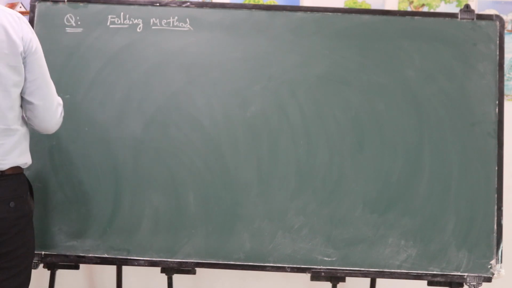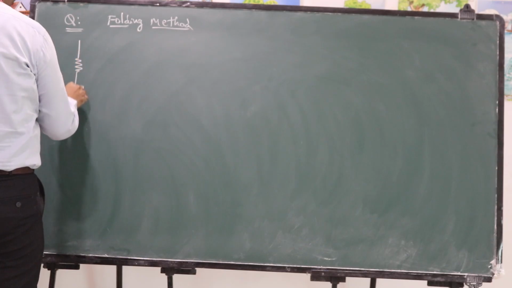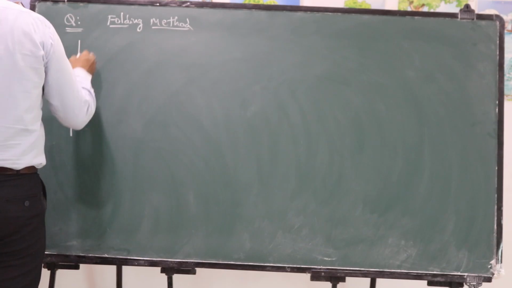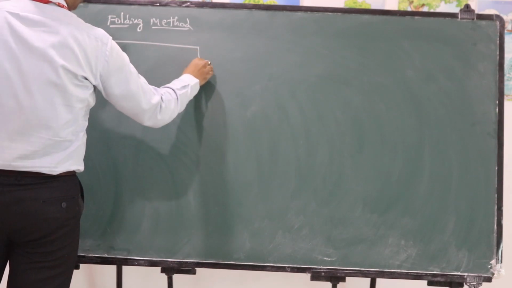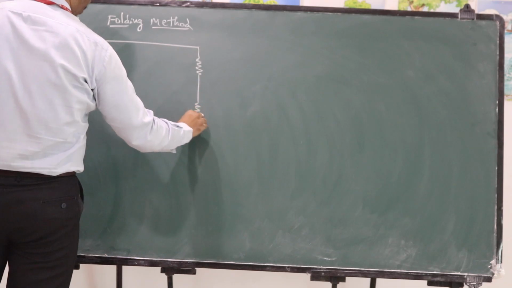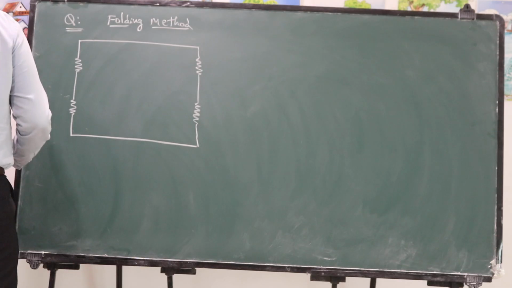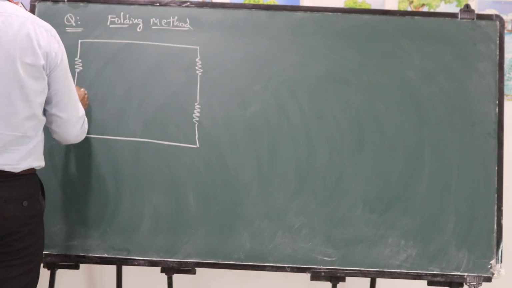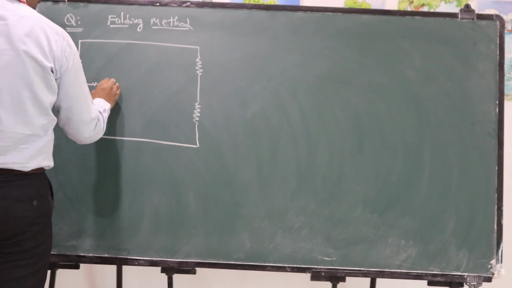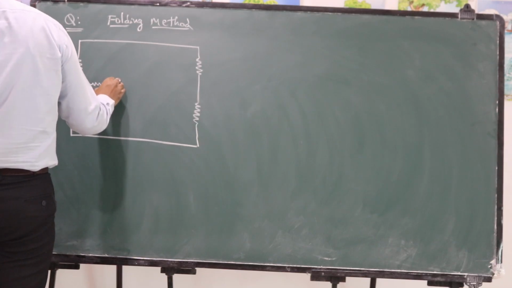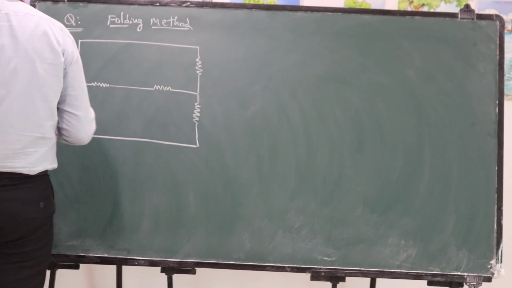The question is like this. Here is a complex circuit. This is provided with two more resistors like this. And one symmetric line is there. On this line, one resistor, one more resistor, like this it is attached.